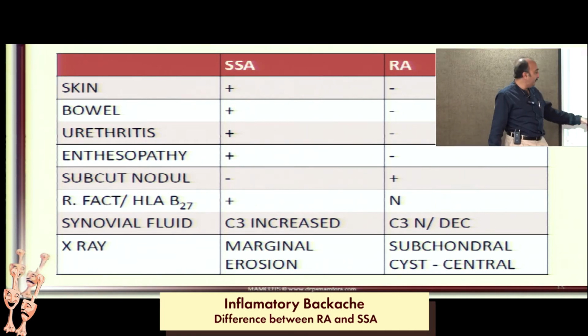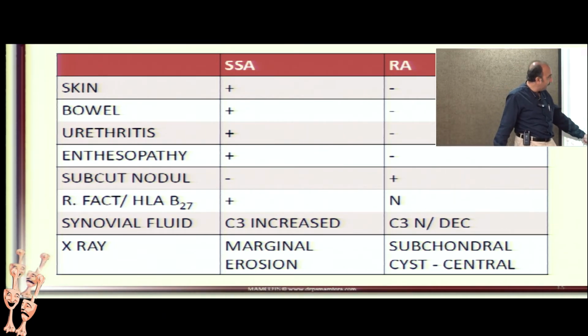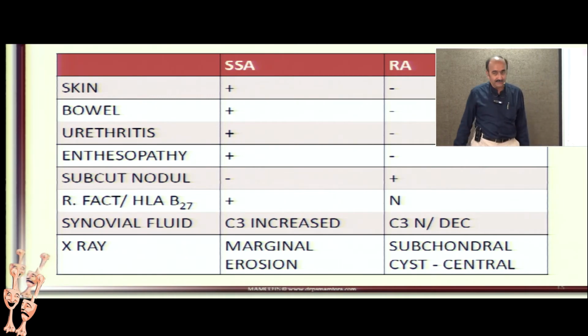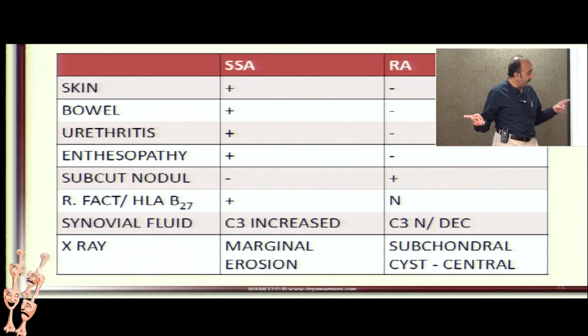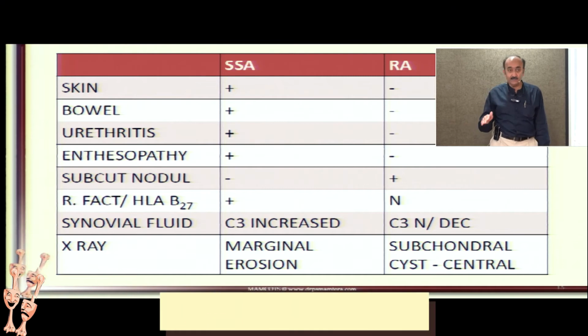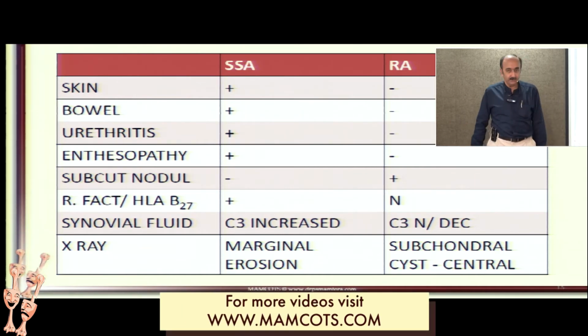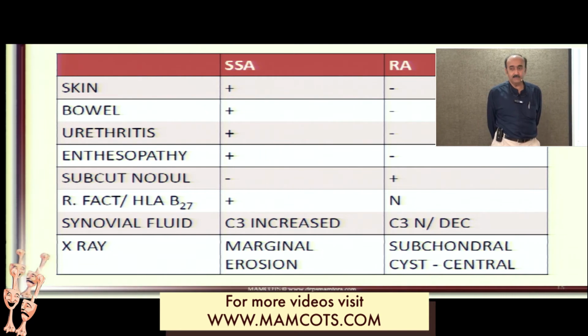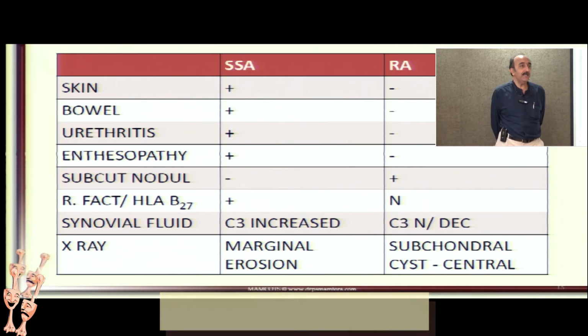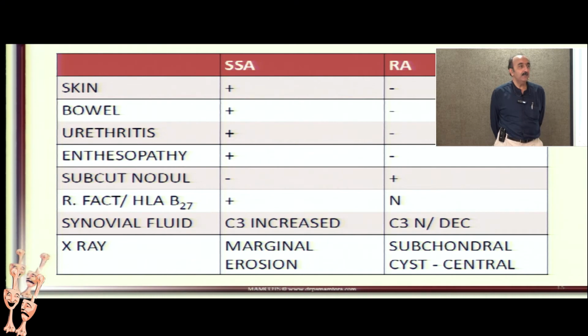Now this is what you have to X-ray. Seronegative has marginal erosions, whereas RA has central and subchondral geodes. This is the difference, because in RA the pannus will erode and travel through the Haversian canal and the Volkmann's canal and go into the bone, causing geodes.